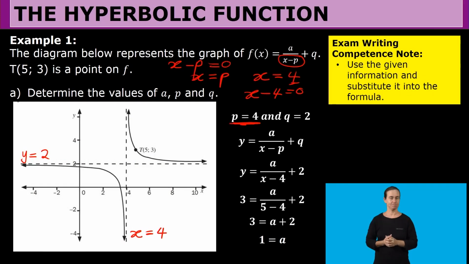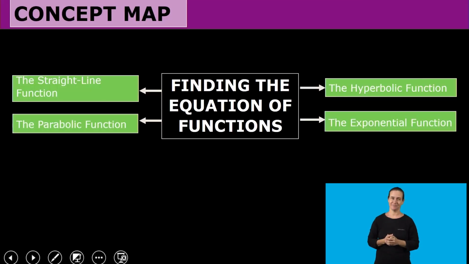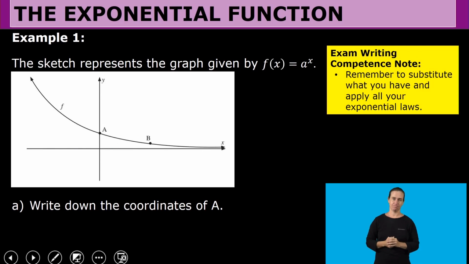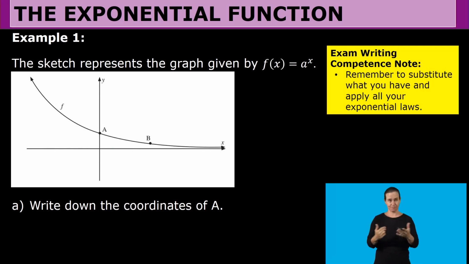So that is us now finding the values of a, which is 1, of p, which is 4, and of q, which is 2. Let's move over to the next concept of our concept map, and that is the exponential function. Let's look at the first example of the exponential function. It says there, the sketch represents the graph given by f of x is equal to a exponent x.